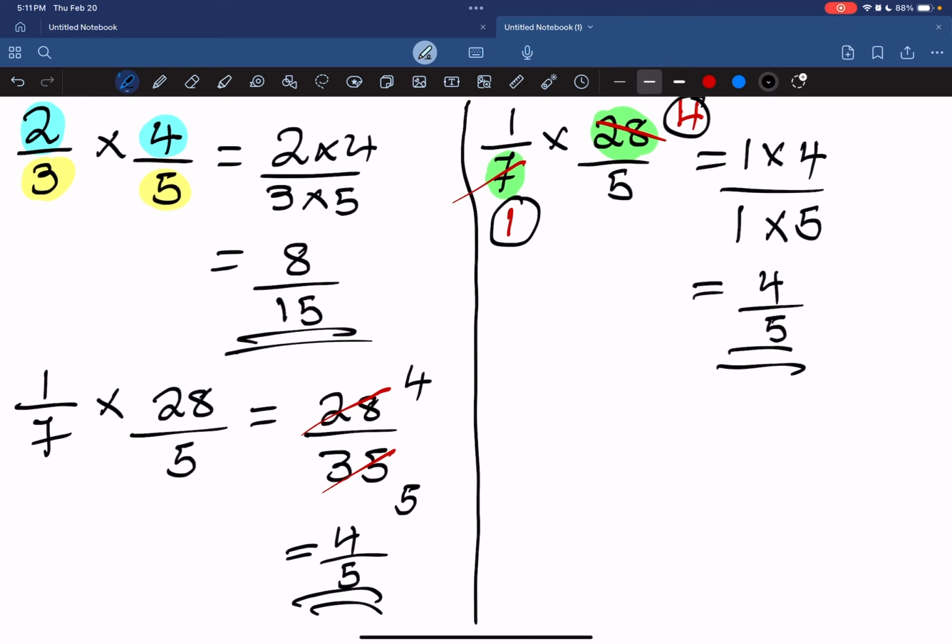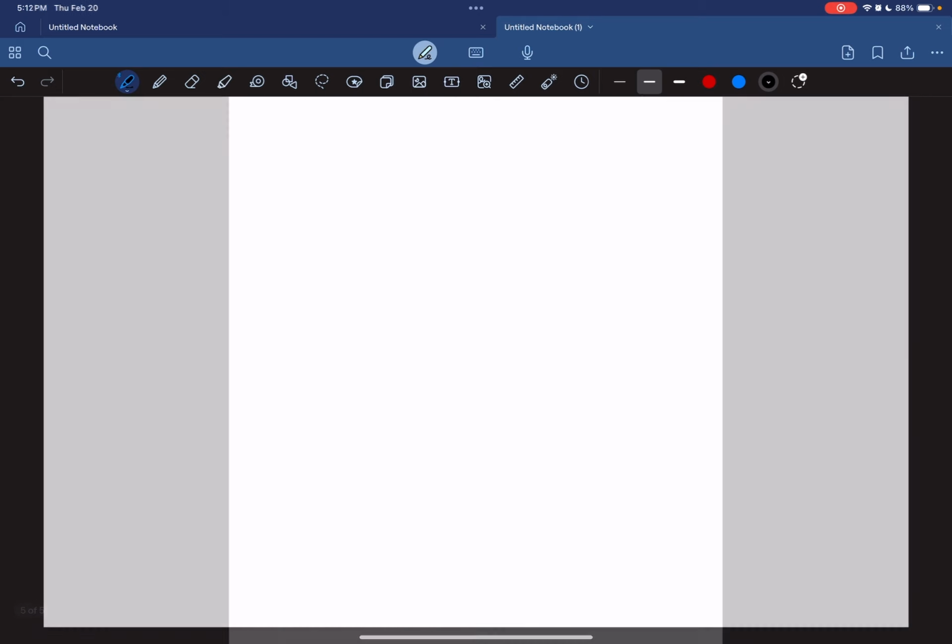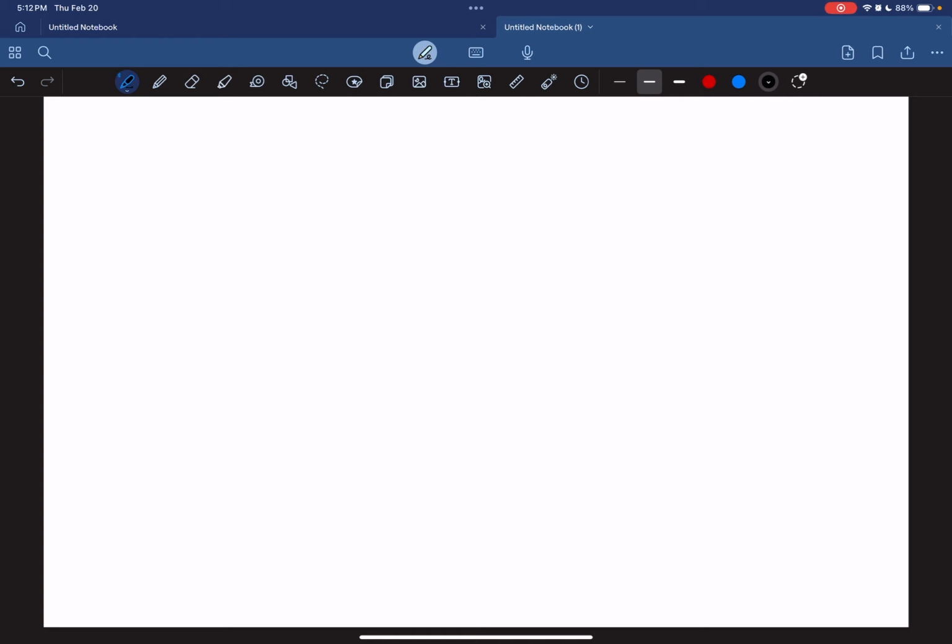Alright, let's look at our next one. Let's say we have a 3 over 4 times a 6 over 9. I want to do this both ways, so let me go to a new page. So let's say, same numbers, we have the 3 over 4 times the 6 over 9.